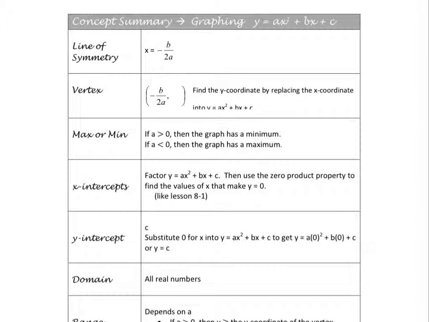Your line of symmetry is when you have a parabola and it goes right down the middle. And that is a vertical line, so it's of the form x equals. And the b and the a come from the function in standard form.